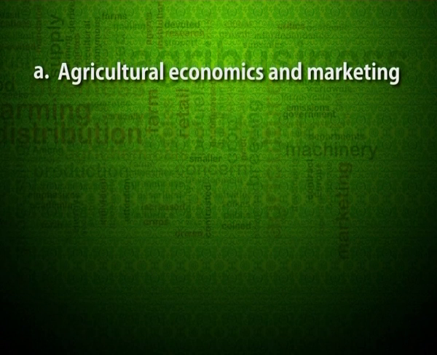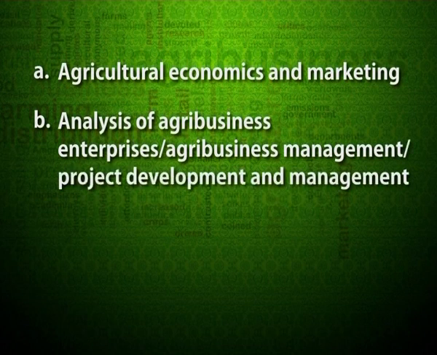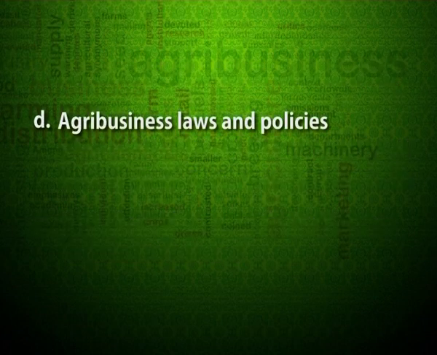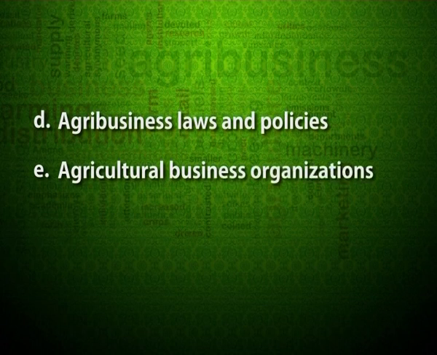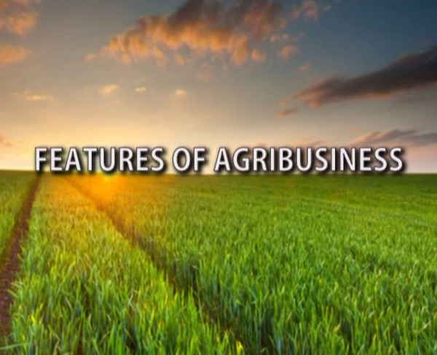The major areas of emphasis in the agribusiness field of management study are: number A, agricultural economics and marketing; number B, analysis of agribusiness enterprises or agribusiness management or project development and management; number C, agricultural finance and quantitative methods in business; number D, agribusiness laws and policies; and the last one, number E, agricultural business organizations. Next subtopic, that is features of agribusiness.